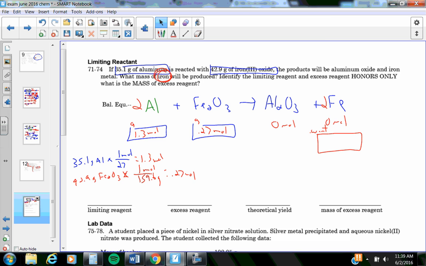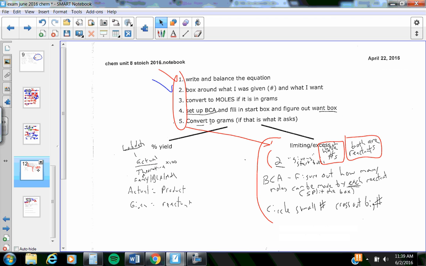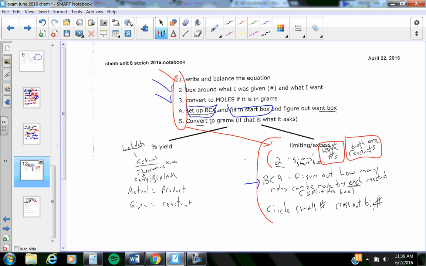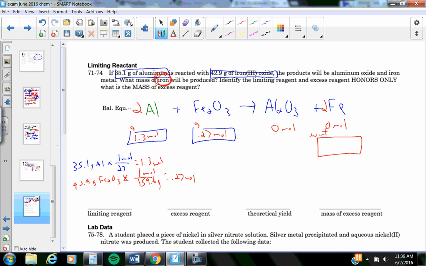Okay, so where are we at on our steps? We have converted to moles if it's in grams. We've set up the BCA. We filled in the start box. Now we have to figure out the want box. Next little step. Figure out how many moles can be made by each reactant. Split the box. What does that mean? It's kind of like the hamburgers and the patties and the buns. We have to figure out how much we have enough for. I'm going to split this box.